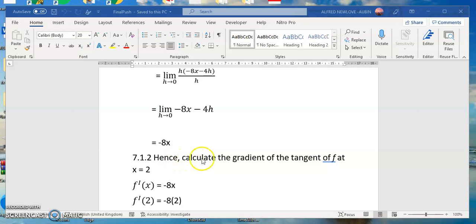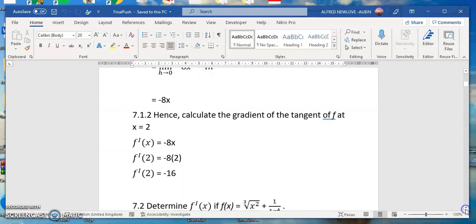Sometimes they also ask a question: calculate the gradient of the tangent of the function at x equals 2. When you have a question like this, what you need to do is find the first derivative, substitute x into it, and the value you get becomes the gradient of the tangent.